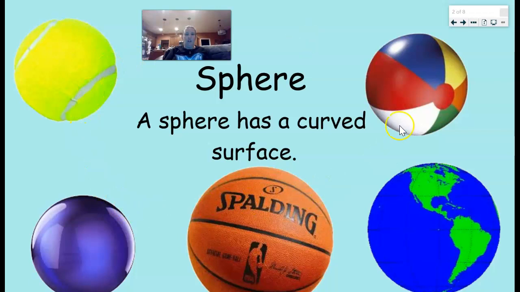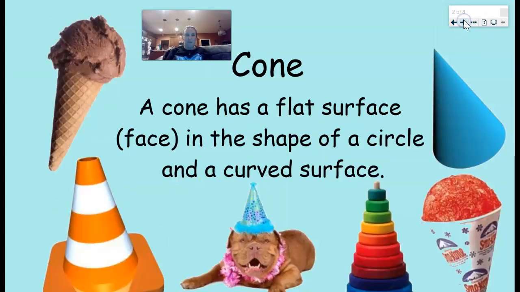These are all spheres. Say it with me. Sphere. A sphere has a curved surface. Okay, this is a sphere. It's a ball. So you might see all of these things probably all around you, except for maybe the globe. You probably may not have one of those around at home. But all these other ones, I'm sure you've been playing around with some balls as you've been home.